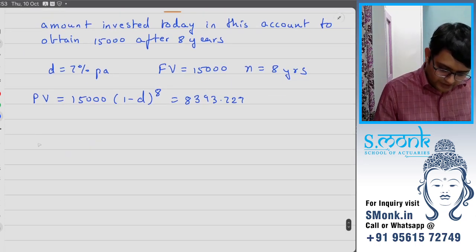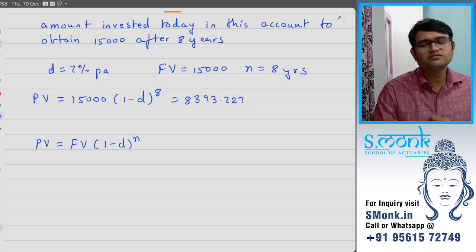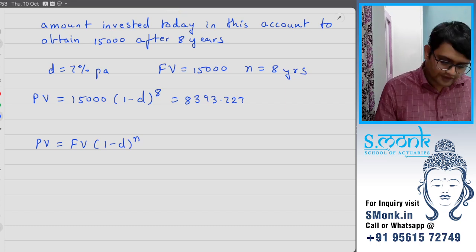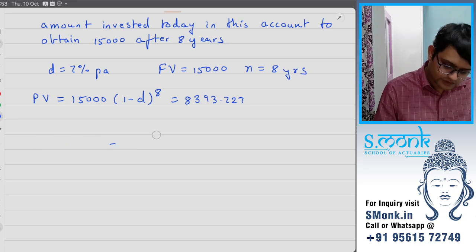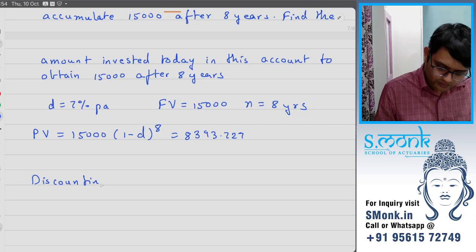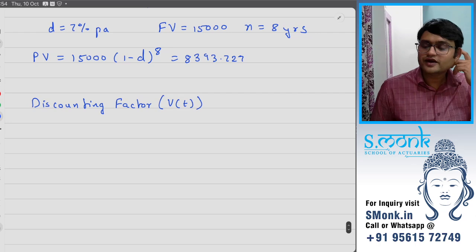So we can say that present value is equal to future value into (1 minus d) raised to n. I will talk about it later. I will first write down one more concept: discounting factor.